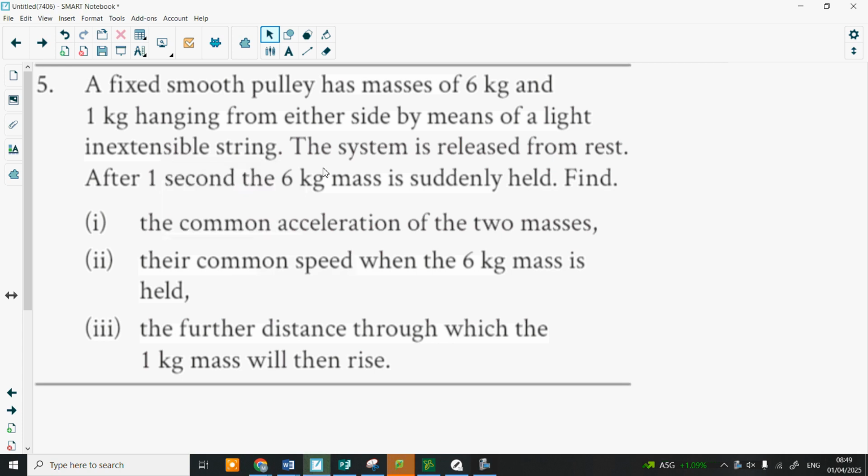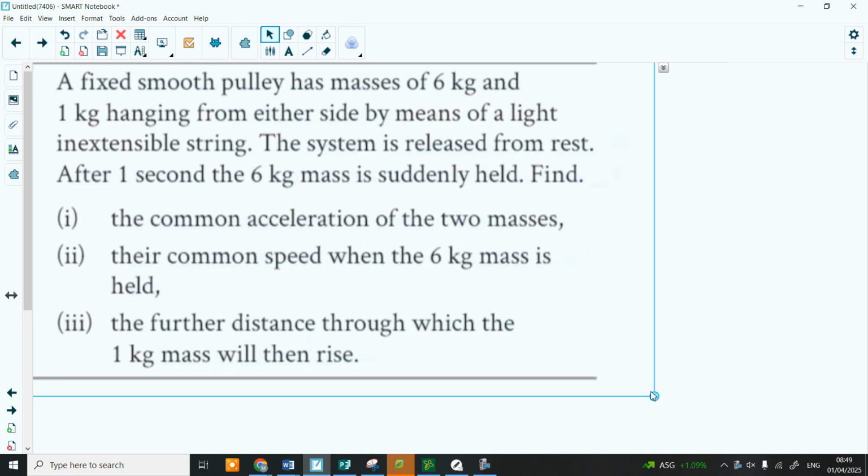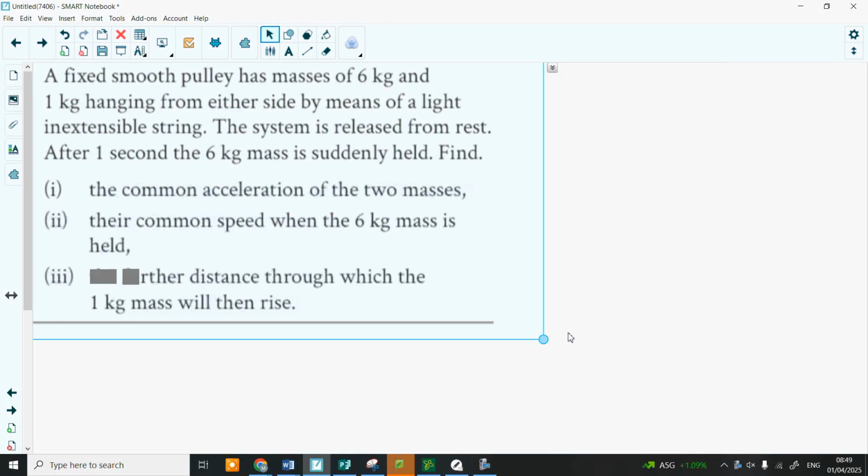A smooth pulley has a mass of 6 kilograms and 1 kilogram hanging from either side by means of a light inextensible string. The system is released from rest, and after 1 second, the 6 kilogram mass is suddenly held. Find the common acceleration of the two masses.